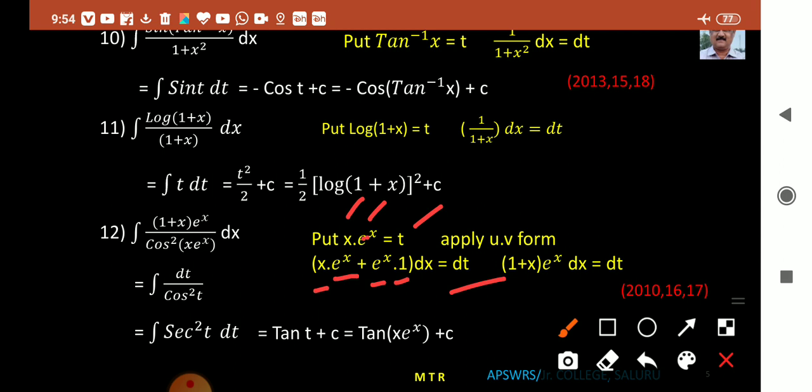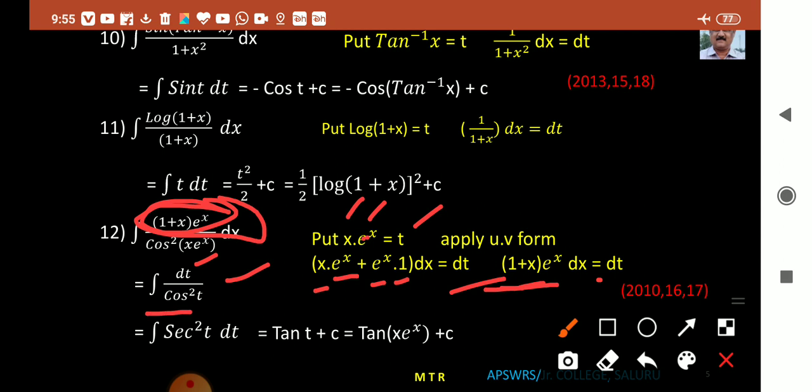Take e power x as common. If from this we take e power x, we write 1. If you take e power x, the remaining term is x. So 1 plus x into e power x dx is equal to dt. This is 1 plus x into e power x, the given numerator. 1 plus x into e power x dx, the whole thing is dt. So in this problem we put x e power x equal to t. Then we have 1 plus x into e power x dx, the whole thing as dt. So in this integral, the numerator, the whole thing is dt.